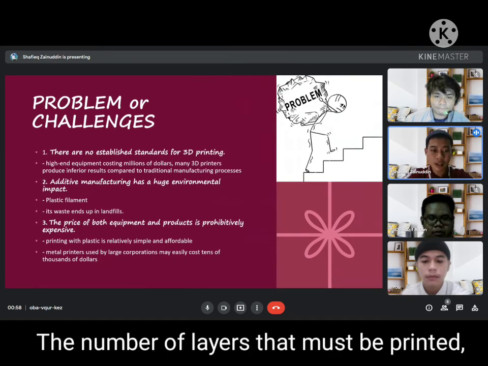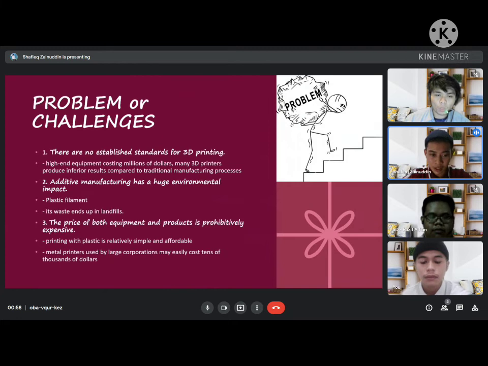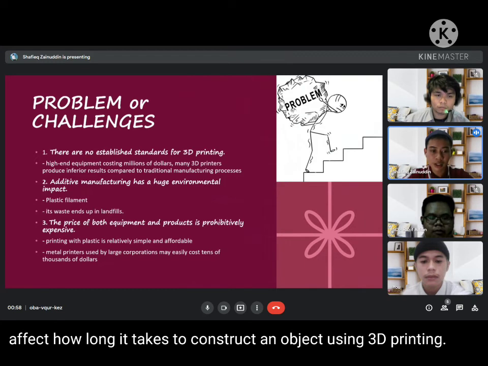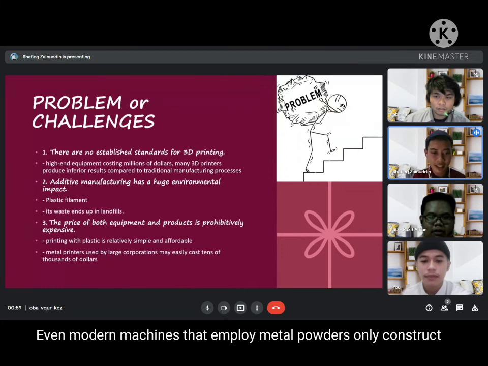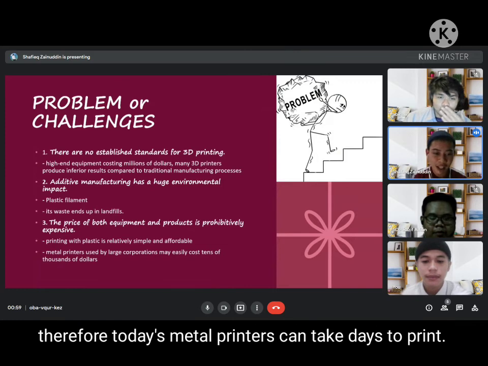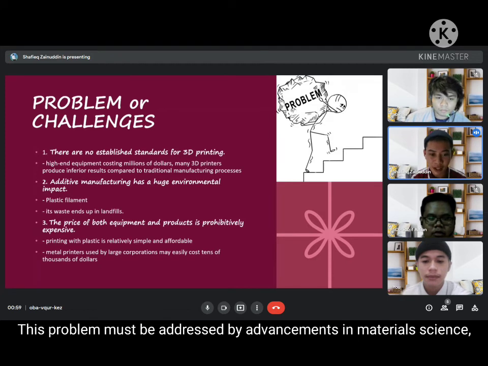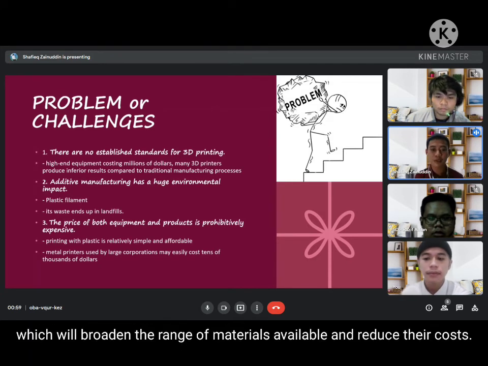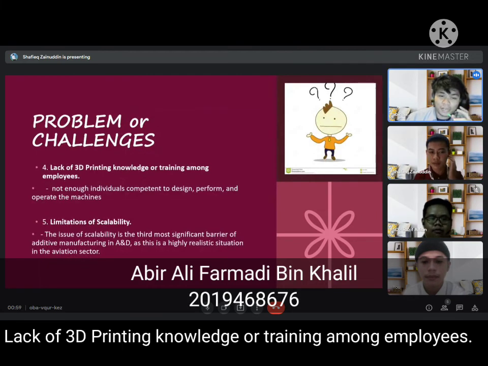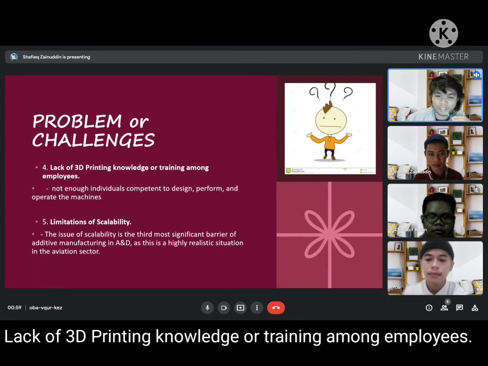The number of layers that must be printed, as well as the printer speed, which is defined by the raw materials extrusion speed, affect how long it takes to construct an object using 3D printing. Even modern machines that employ metal powders only construct between 5 and 40 centimeters per hour. Therefore, today's metal printers can take days to print. This problem must be addressed by advancements in material science, which will broaden the range of materials available and reduce their costs.